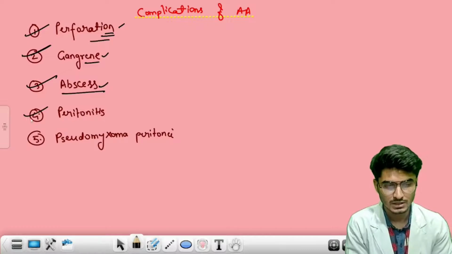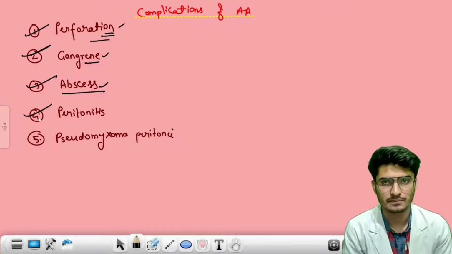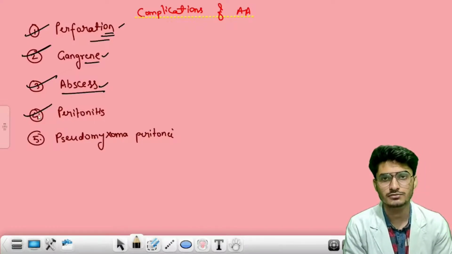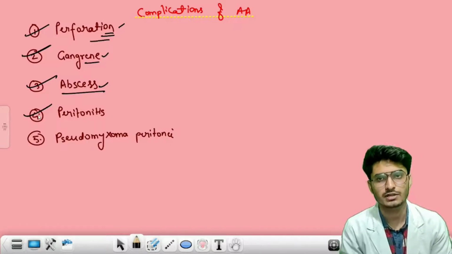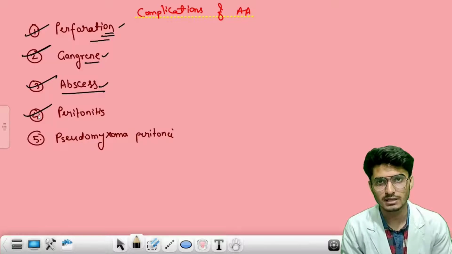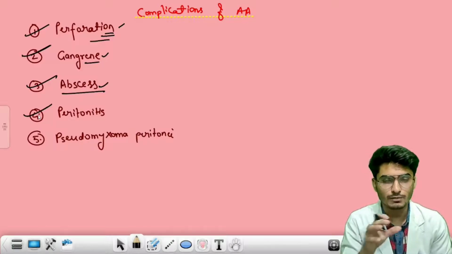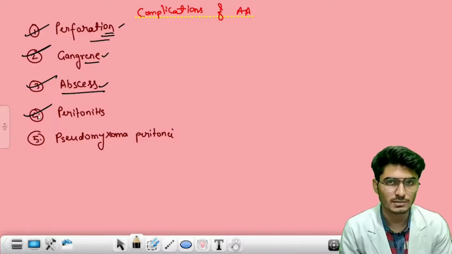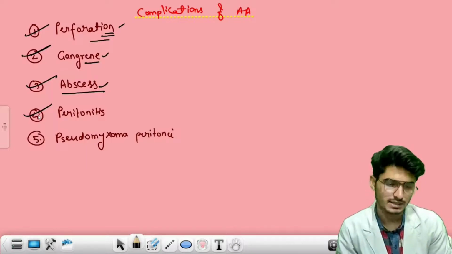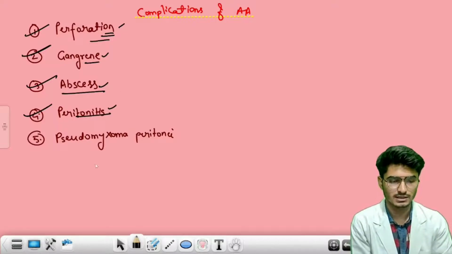Okay, the next one is peritonitis. In the case of perforation of the appendix, the exudative content present within the appendix leaks out into the peritoneum, causing irritation and inflammation of the peritoneum, and that leads to peritonitis here. Okay, that is done here.